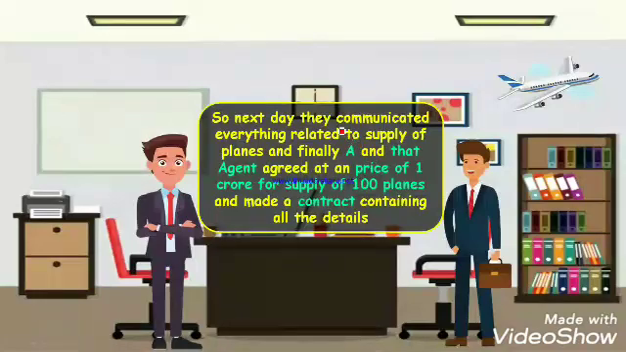So next day they communicated everything related to the supply of planes, and finally A and that agent agreed at a price of 1 crore for the supply of 100 planes. So finally A said, okay, I will purchase airplanes for 1 crore and you will supply me 100 airplanes, and on behalf of the company the agent said, yes sir, we will supply you 100 planes at the price of rupees 1 crore. So from here they made a contract containing all the details.